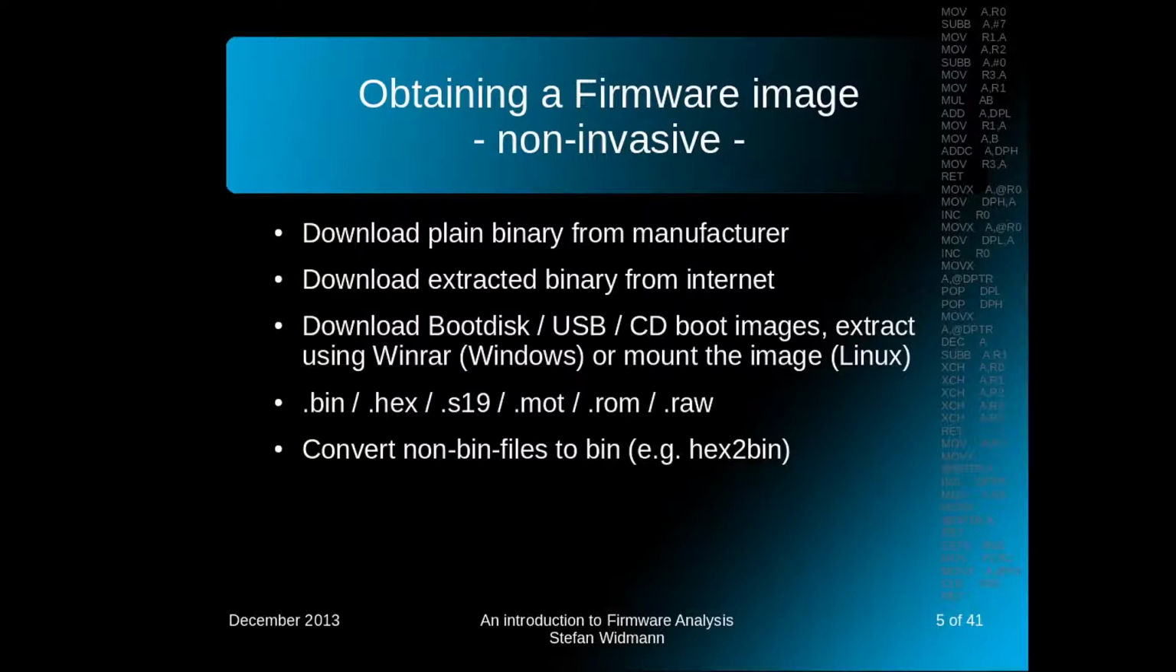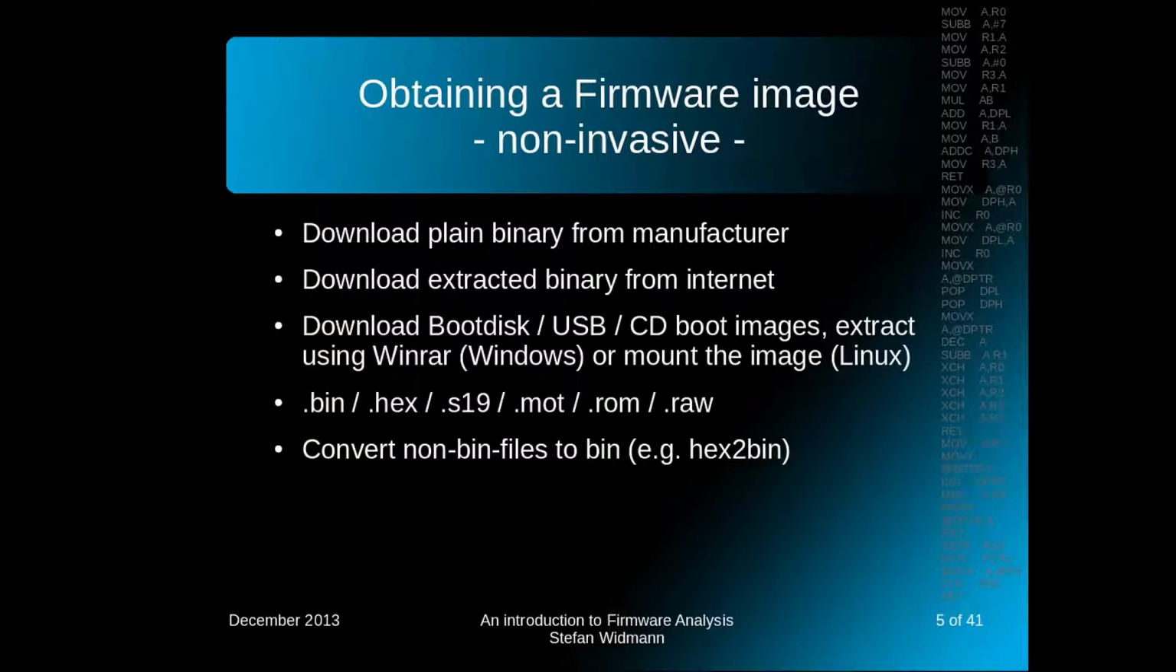You can try to download a boot disk, USB, CD-ROM boot image, whatever the manufacturer provides, and extract it using, for example, WinRAR on Windows, or just mount it on Linux. Search for files named bin, hex, S19, mod, like Motorola, ROM, or RAW. Most times, binary, that means bin, ROM, or RAW files are already real binary files. Non-binary files should be converted to bin files, for example, with converters like hex to bin.